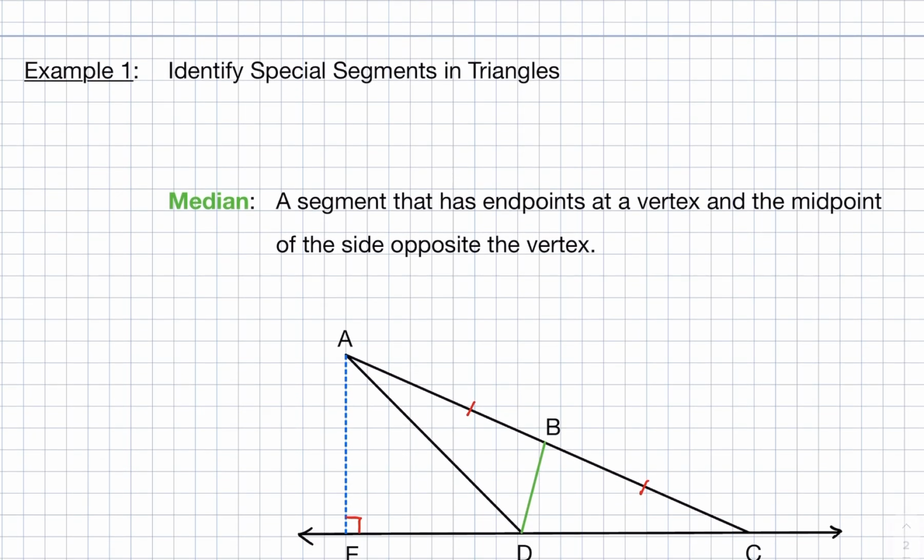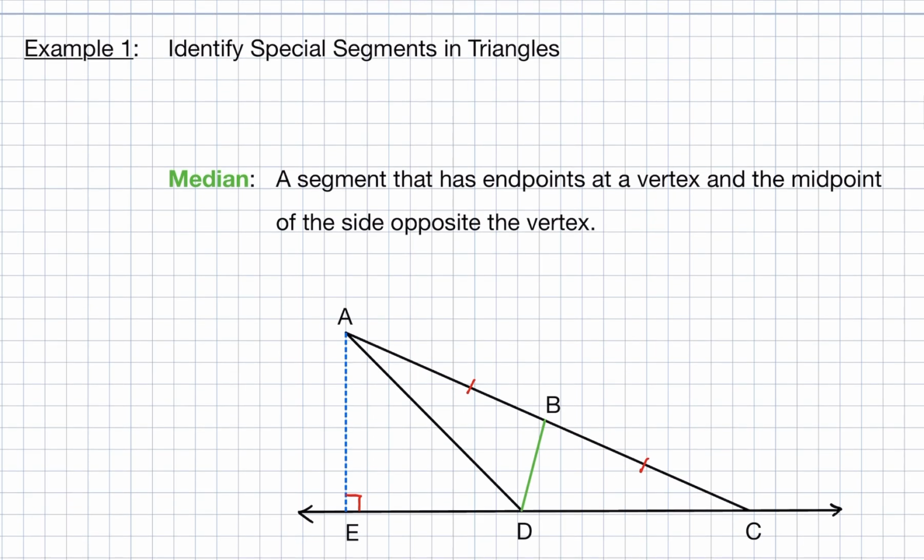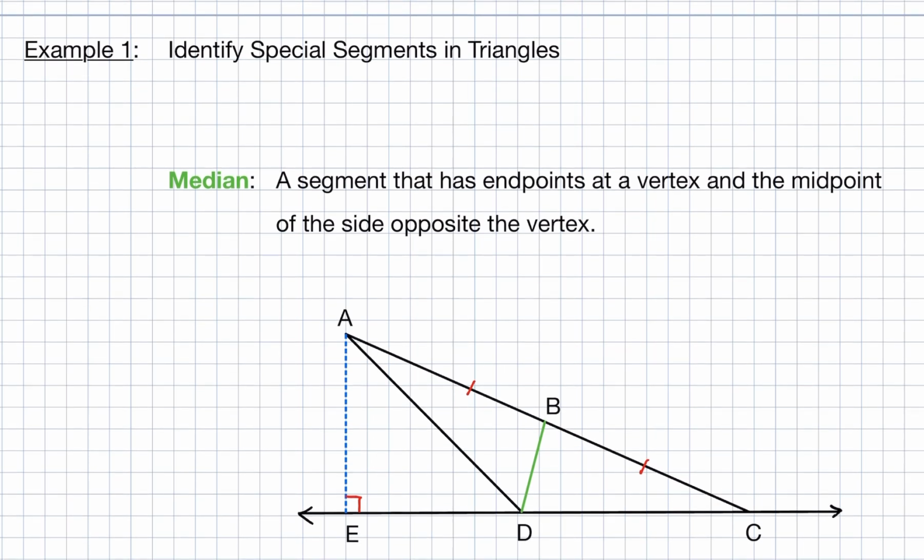Okay, so what exactly is a median? A median of a triangle is a segment that has endpoints at a vertex. So let's say right here, vertex D. So the median has an endpoint at this vertex, and it extends out to the opposite side of the vertex.